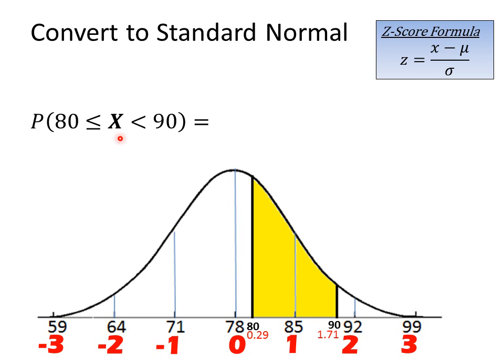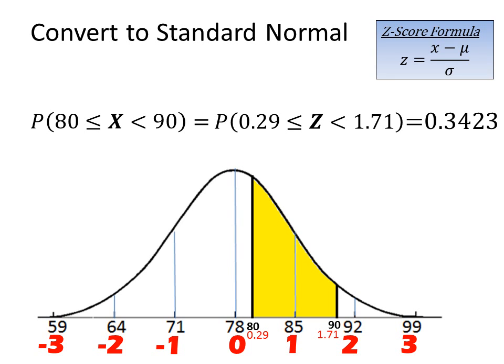So how we would write this is that we want to find first the probability that x is between 80 and 90. X is this random variable that has the normal distribution with the average of 78 and a standard deviation of 7. Well, that is equivalent to finding the probability that z is between 0.29 and 1.71. Now we can use the normal distribution table to find those values, which will give us 0.342.